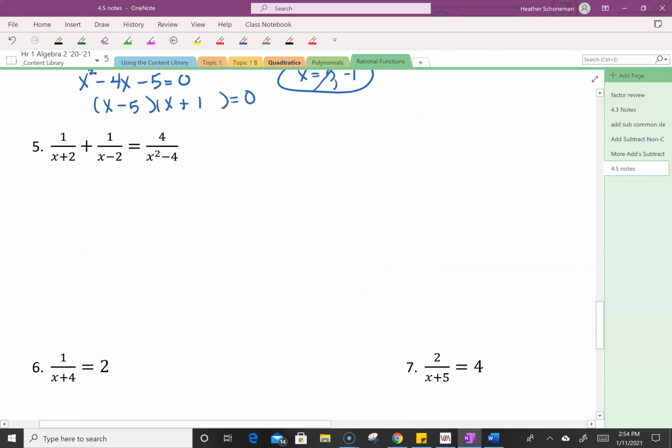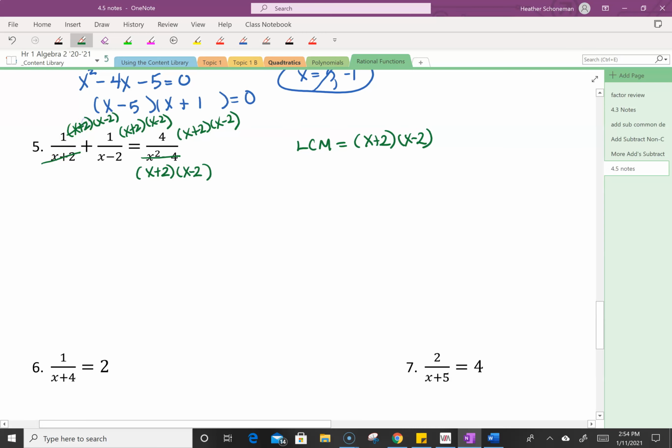Okay, last one. I want to clear the fractions, but to do that I need to multiply everything by the least common multiple. To determine the least common multiple, all the denominators have to be factored. So this is x plus 2, x minus 2. So my least common multiple for this one is x plus 2, x minus 2. So I'm going to multiply each term by x plus 2, x minus 2. Okay, then let's start canceling.